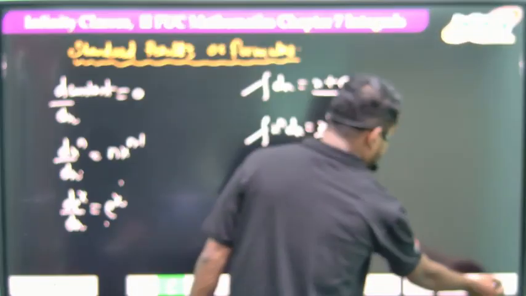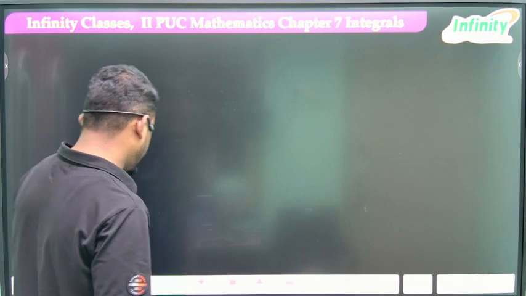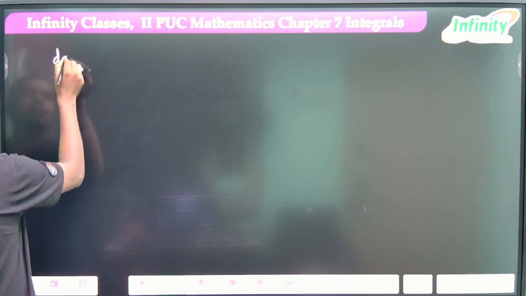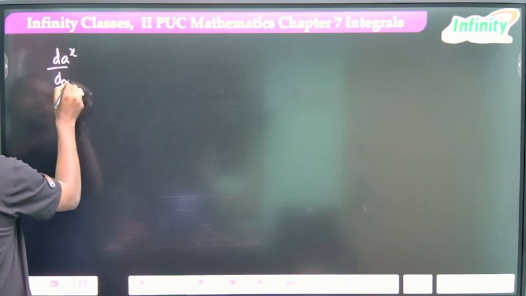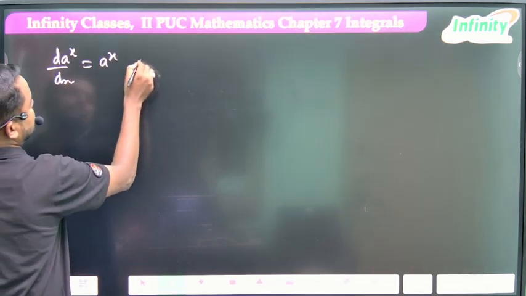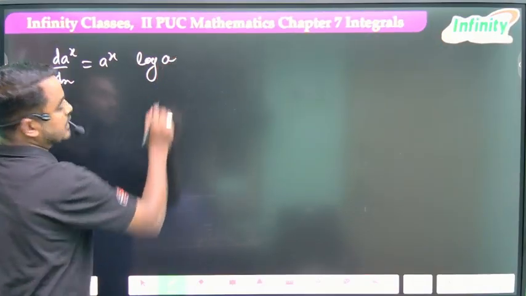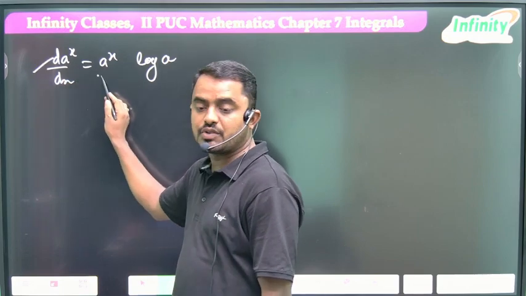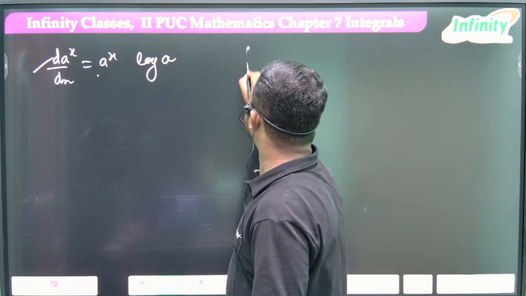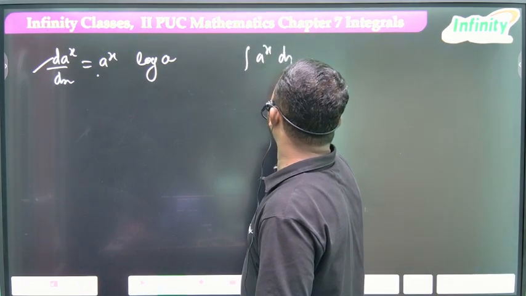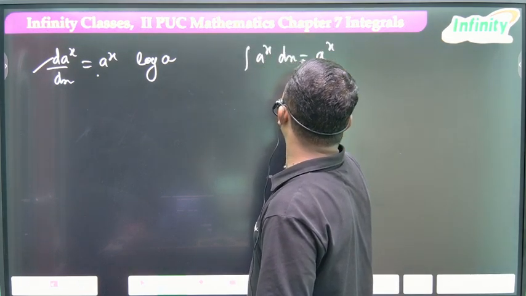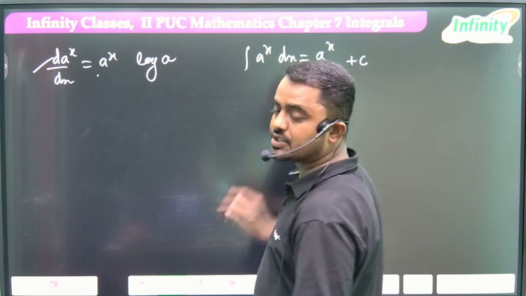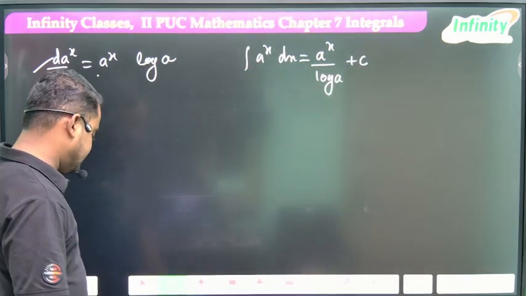Next, derivative of a raised to x. Derivative of a raised to x with respect to x is what? a raised to x into log a. Whereas integration of a raised to x with respect to x is what? a raised to x divided by log a plus c.